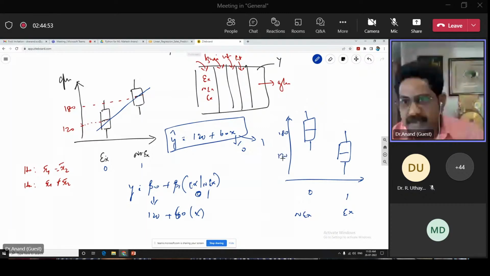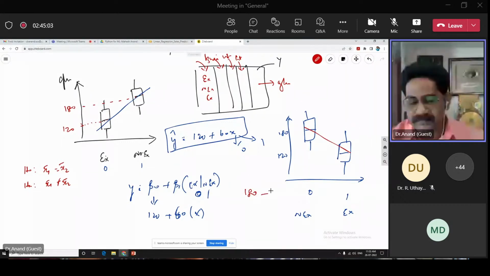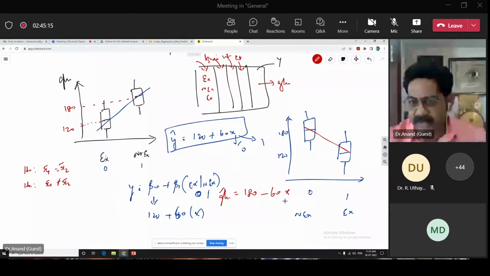This time your linear regressor model will learn this pattern. The equation goes like this: GLU cap is equivalent to 180 minus 60x. Earlier it was 120 plus 60x; this time it is 180 minus 60x. When you substitute 0, what happens? No exercise, the average blood glucose is 180. When you substitute 1 for x, it is 180 minus 60, which is 120. So this is how your regressor model handles the categorical variable.